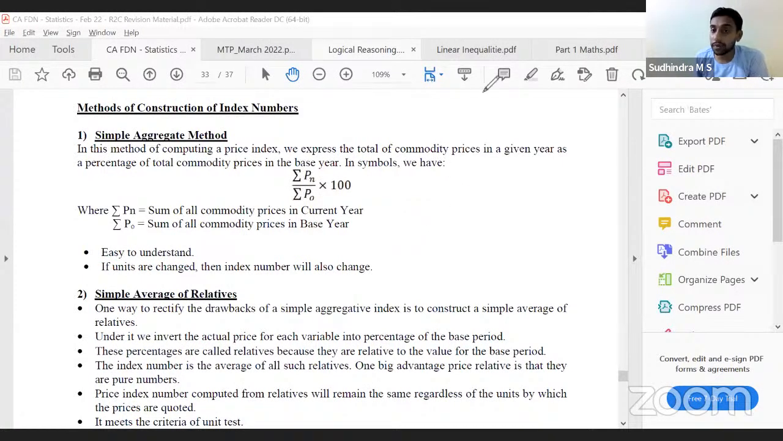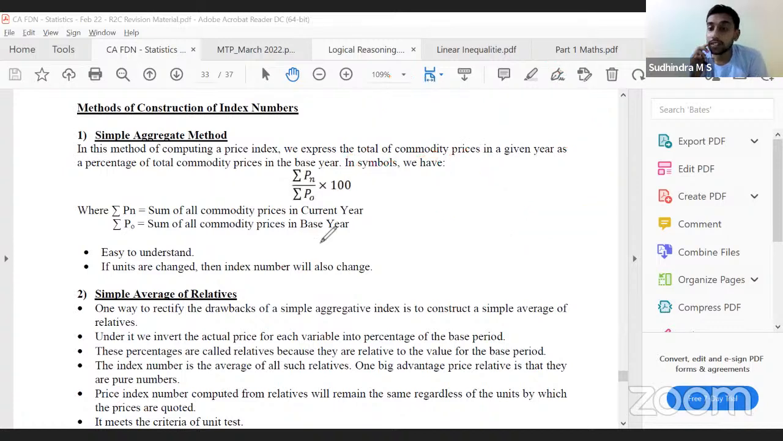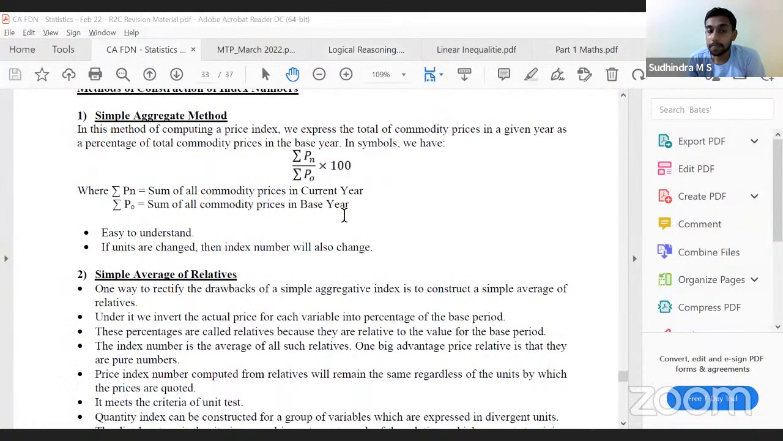Why doesn't it satisfy unit test? Because the prices of commodities that I have taken, rice, wheat, sugar, let's say three commodities, are 50, 40, and 45. These are the prices per kg. Subsequently, if we change the prices of the commodities and consider per 10 kg, then obviously my index number will change because the prices will change. So it's not satisfying unit test. If units are changing, index number will also change. That is the disadvantage in case of simple aggregate method.